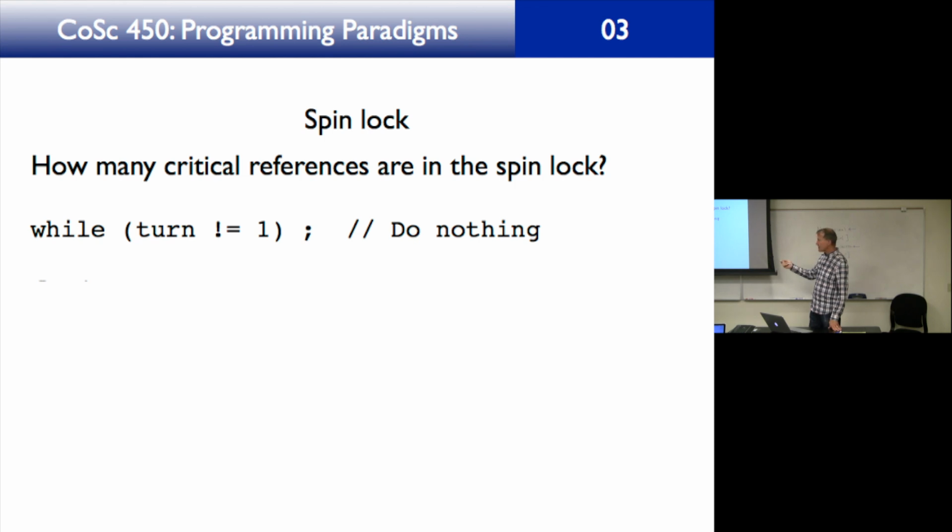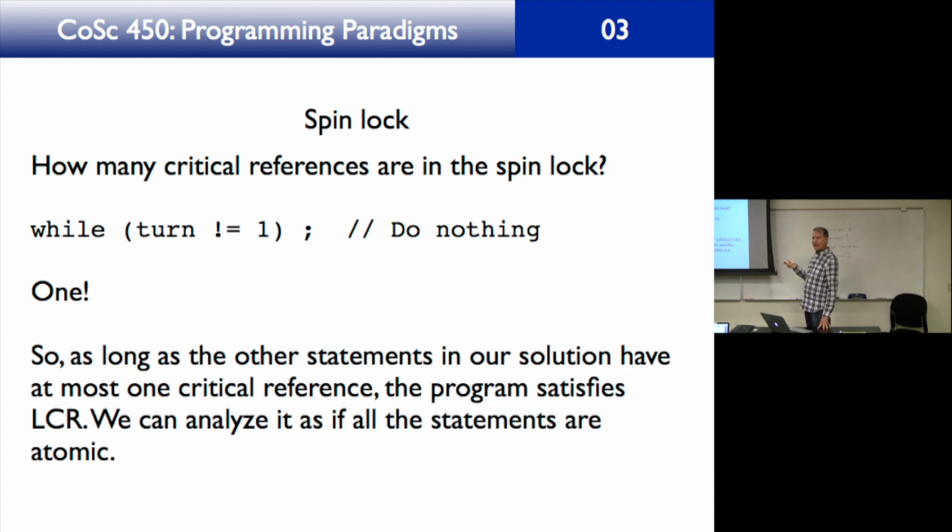So this is a conditional statement that's either true or false, right? So it's in an expression, but it's assigned in the other one. So there's 1. Good. What does that mean? Well, it's actually not atomic, but it does satisfy limited critical reference, and so therefore, even though it's not atomic, we can analyze the algorithm as if it were atomic with no problem, with no fear. Right? Does everybody see?